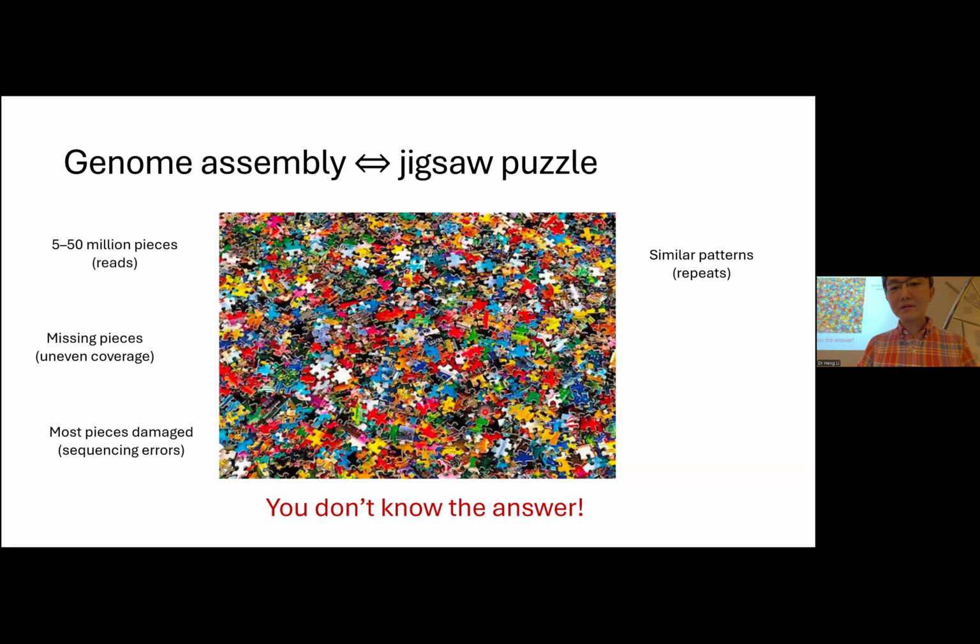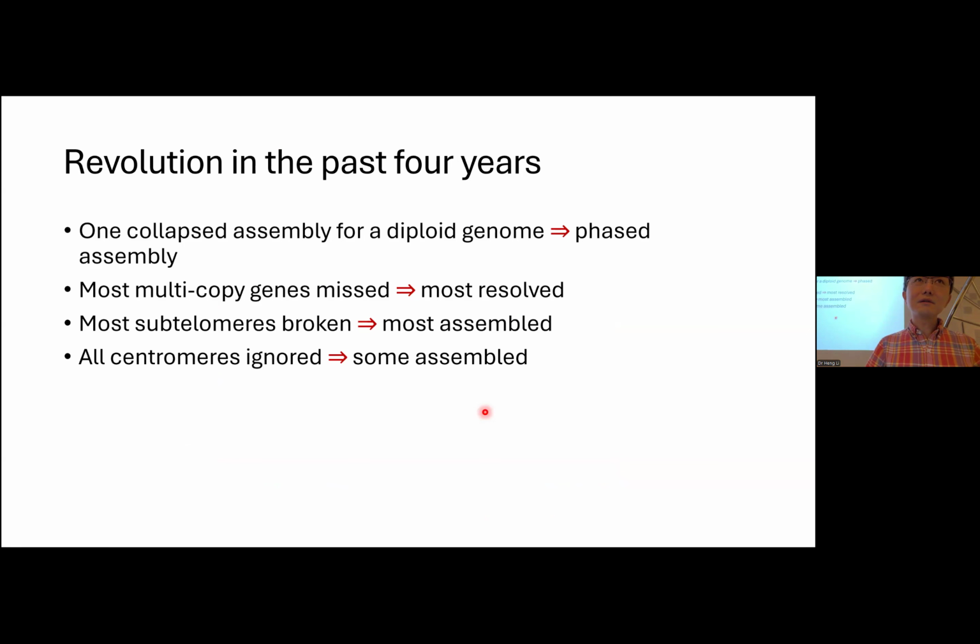And that's why assembly actually has almost 40 years of history. It's one of the oldest and one of the most important problems in the field of computational biology. And it's still ongoing because of all these challenges. Although assembly has more than 40 years of history, it has rapidly evolved in the past 4 years.